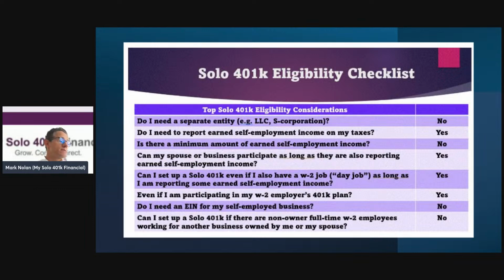And the solo 401k plan is a retirement trust. It's a separate legal entity. Therefore, it will require its own separate employer identification number, which we will obtain as part of the setup process.